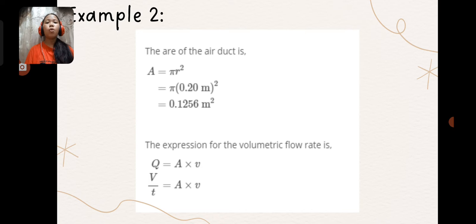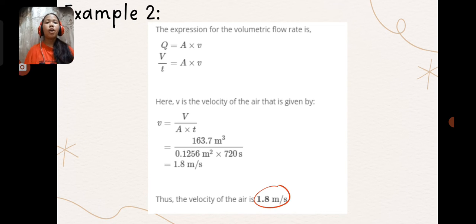The expression for the volumetric flow rate is volumetric flow equals area times velocity, or volume divided by time equals area times velocity. We should note that the formulas in finding the volumetric flow rate differ from problem to problem, and it is not the same in every problem that we encounter in finding the volumetric flow rate.